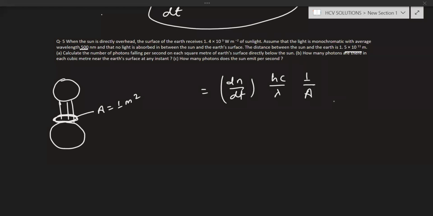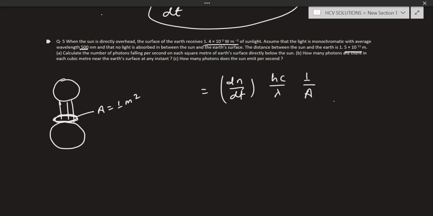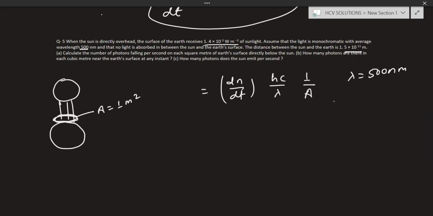The question says, when the sun is directly overhead, the surface of Earth receives that much energy per square meter. It means that is the intensity. Assume that the light is monochromatic with an average wavelength of 500 nanometers, that no light is absorbed between the sun and the Earth's surface, and that the distance between the sun and the Earth is 1.5 times 10 to the power 11 meters. Calculate the number of photons falling per second on each square meter of Earth's surface directly below the sun.